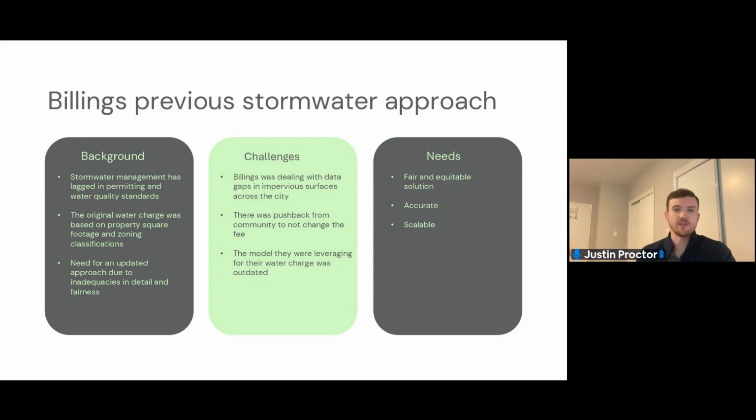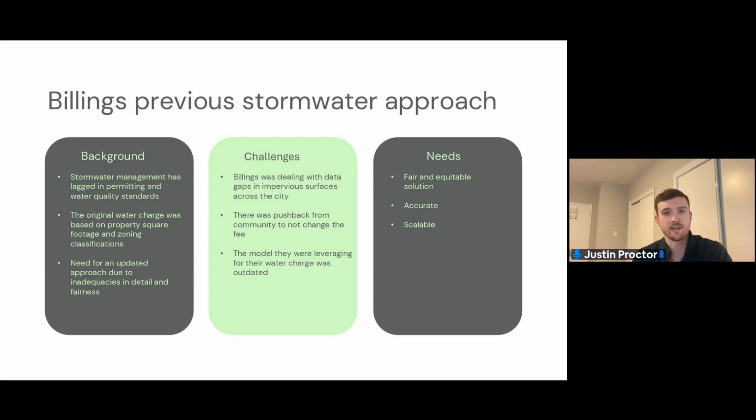Building off that previous slide, in 1987, the Clean Water Act was amended to address the growing requirement for a program to support stormwater runoff. That is when the original water charge came into the picture in Billings. That original charge was based off of property square footage and zoning classifications, a very dated process, and wasn't the most fair approach for the citizens of Billings.